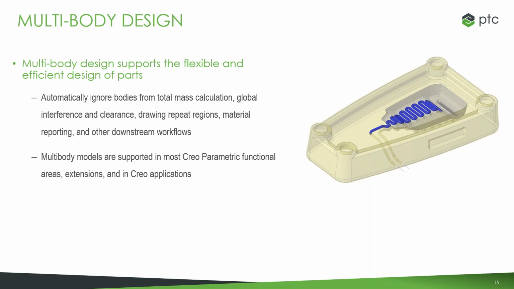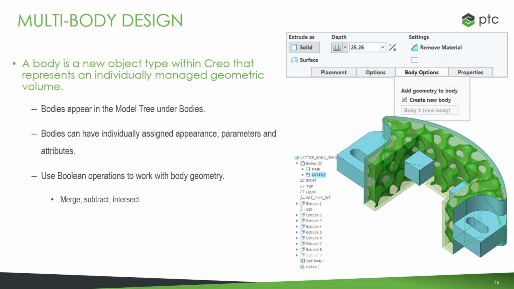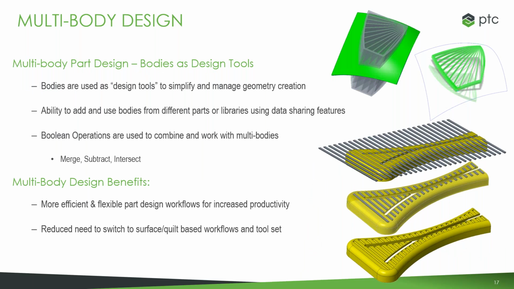It's something that's going to be supported mostly everywhere in Creo going forward, so a lot of applications are going to be able to get a lot of good use out of multi-body. Those bodies that you create are going to be an entirely new object type in Creo. They still appear right in the model tree under a bodies tab. Each of those bodies can have their own individual appearances, parameters, and attributes, and we can have different operators for working with that geometry. That means merging, subtracting, intersecting, and once you've done what you need to do, you can make part files out of any of those bodies. So this is a powerful way to work.